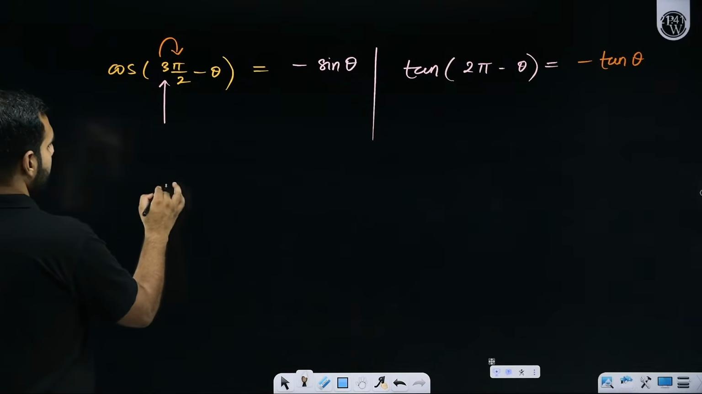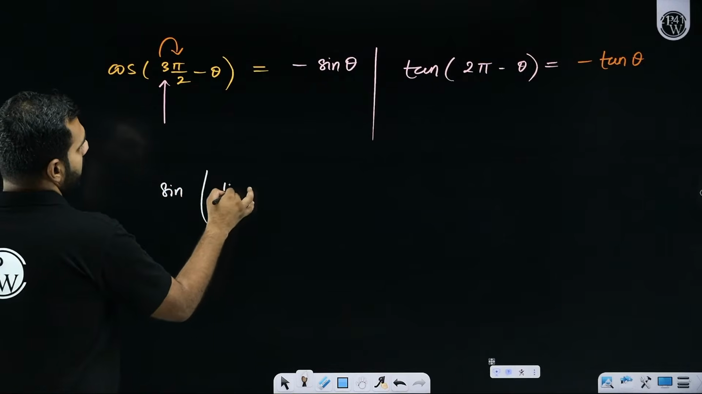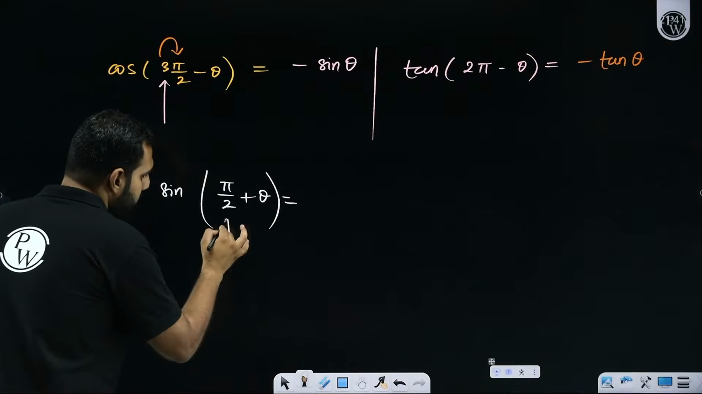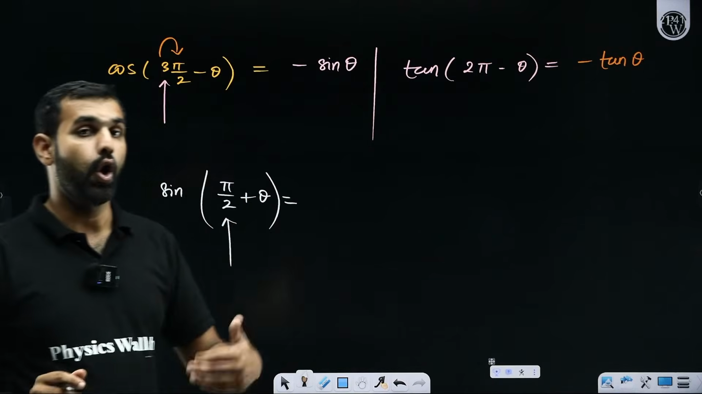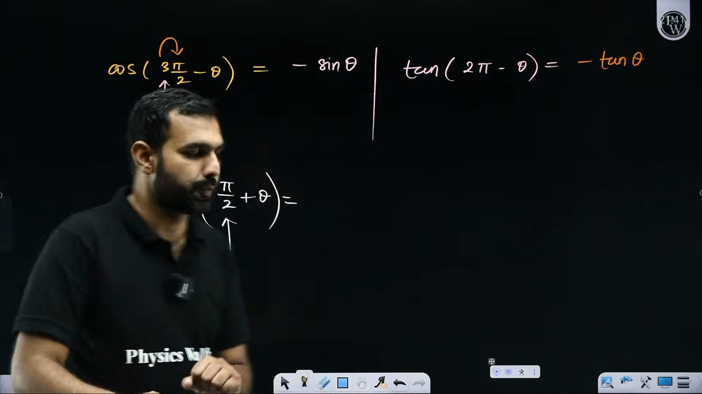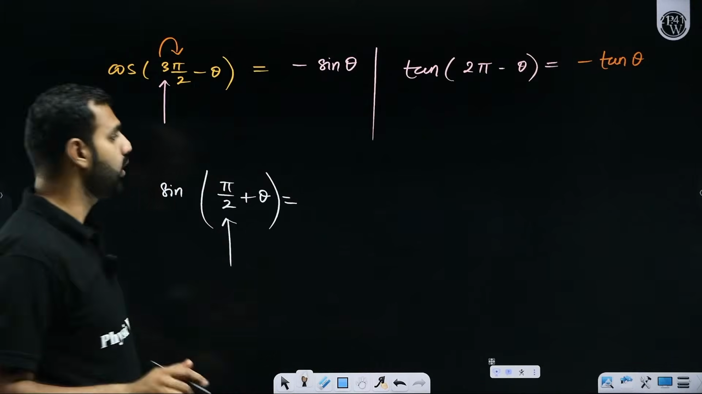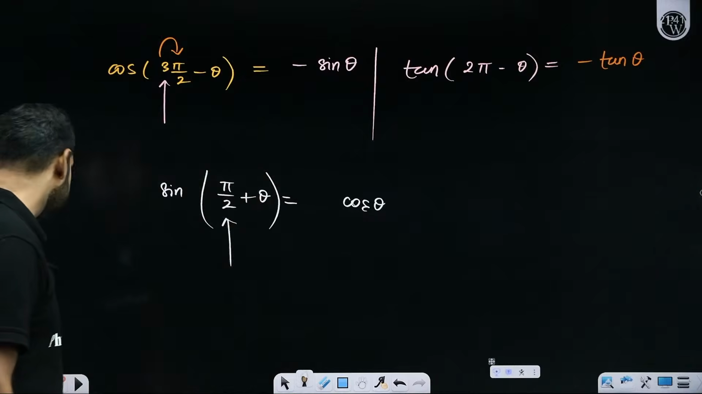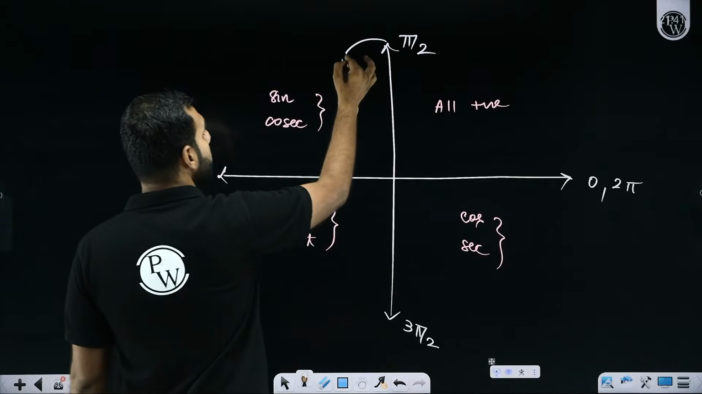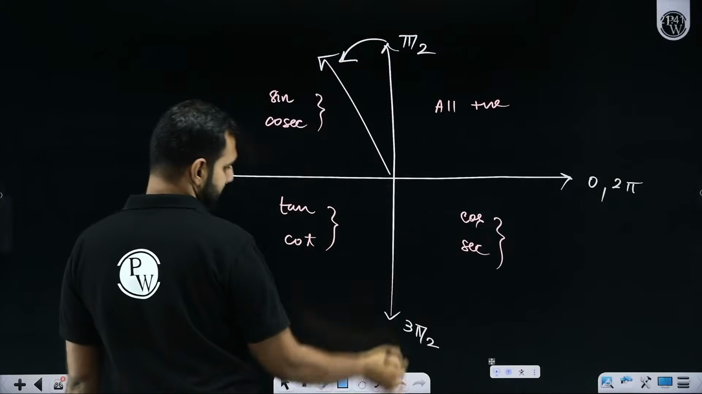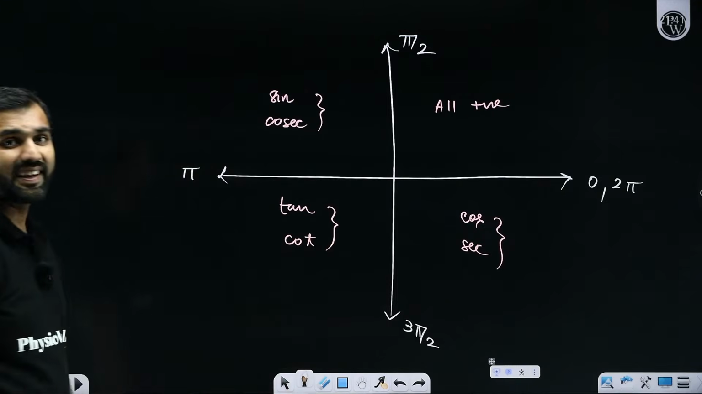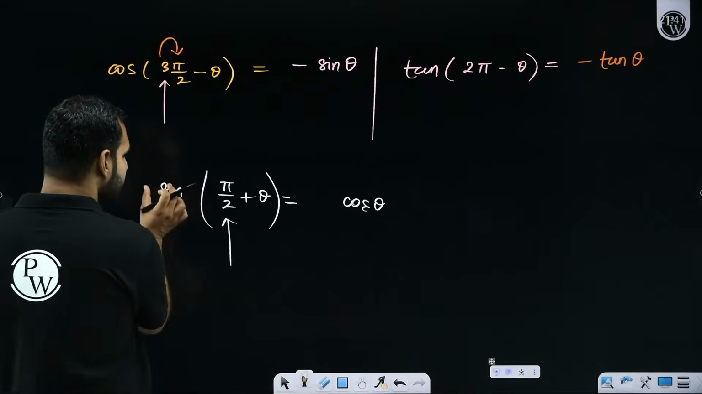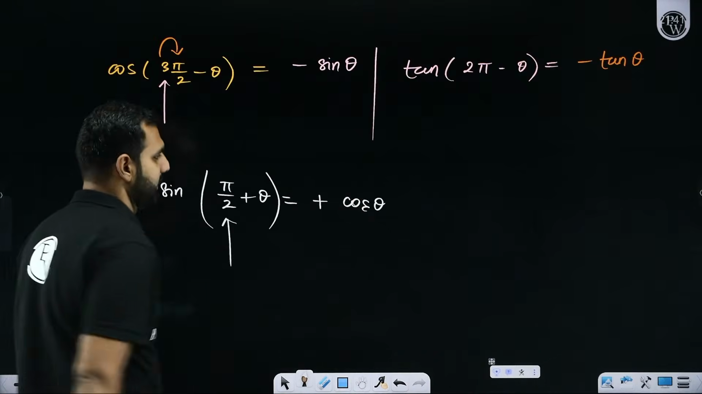Let's say if I ask you sine of pi by 2 plus theta. Now, the moment you see pi by 2, odd multiples of pi by 2 change the ratio, which means if it was sine, it will be cos. Now, pi by 2 plus theta will push you in the second quadrant, yes or no? And in the second quadrant, sine as a ratio is positive. So if sine as a ratio is positive, it will be plus cos theta.